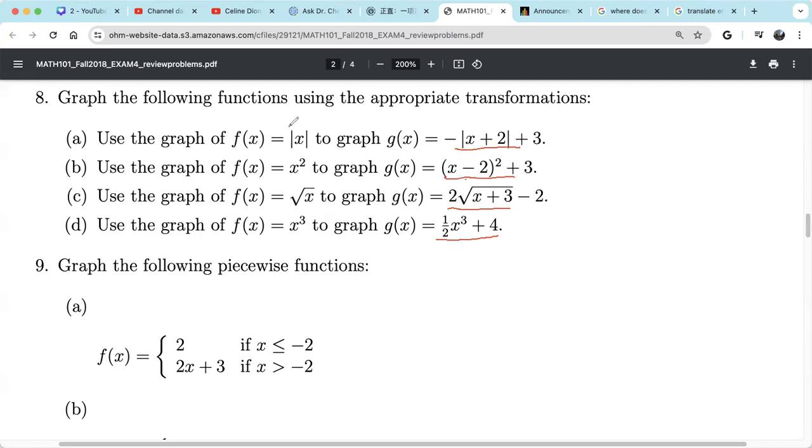So we want to use a reference graph. The graph of the simple one, we call reference graph. So we want to use those reference graphs to graph this little bit complicated function, or treat them as transformations of the reference graph. So basically we're treating these functions as the transformation of those functions. So let's graph the reference graph in red color, then we graph the transformations in blue color.